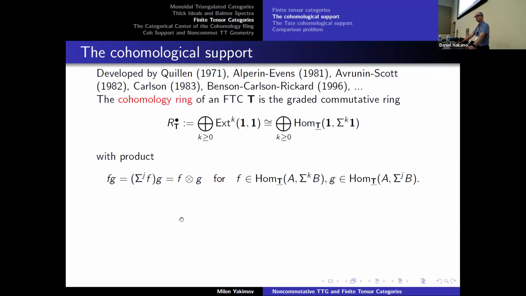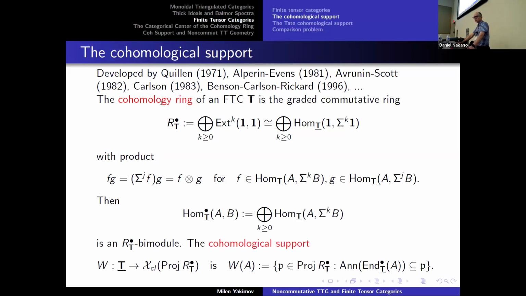All right, so we're looking at the cohomology ring of a finite tensor category T. So by definition, the cohomology ring of a finite tensor category is the Ext algebra of the identity object. So this is the actual definition of the cohomology ring. By a very simple trick, it's actually isomorphic to the Hom spaces in the triangulated category between 1 and the positive shifts of 1. And the corresponding product can be described in terms of composition and tensor product. And this is a graded commutative ring.